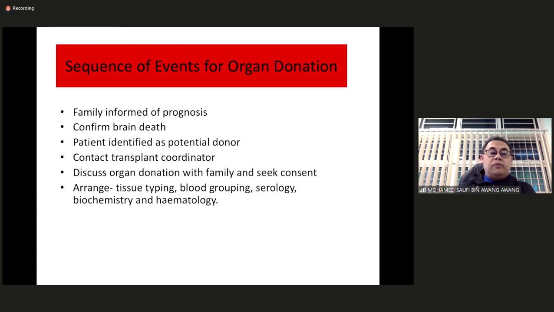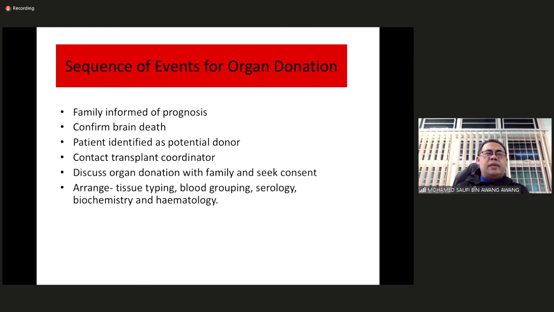Then, in the Malaysian setting, you will contact what they call the transplant coordinator. Okay, so in SESMED we do not have a transplant coordinator. Even though I have been involved with HTA for 7 years, until today they have not appointed anybody from SESMED to be the transplant coordinator for SESMED. But there is one in HTA. So the primary team will inform the local transplant coordinator of the brain death. They usually will come and talk to the family too.